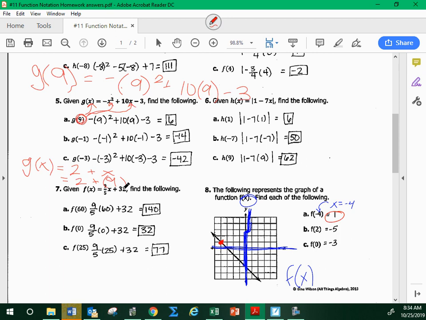Okay. Now take a look at the difference between that one and letter B. What? It's not working. Now. Yeah, it's weird.